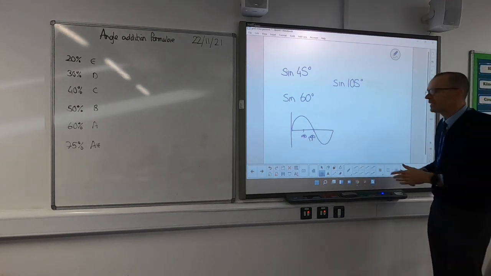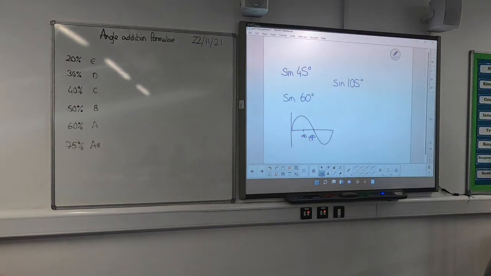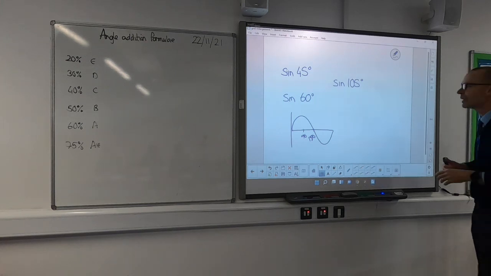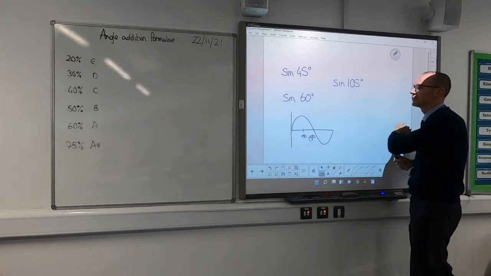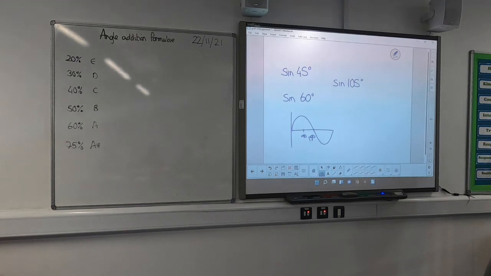But the sine curve and the cos curve and the tan curve, there is a pattern, there is a symmetry there. So is it in any way predictable? Is there any way of working out the sine of something like 105 if I know two numbers that add together to make it? And the answer is yes. And the great news is we're not required to remember it because it's printed in the formula book.